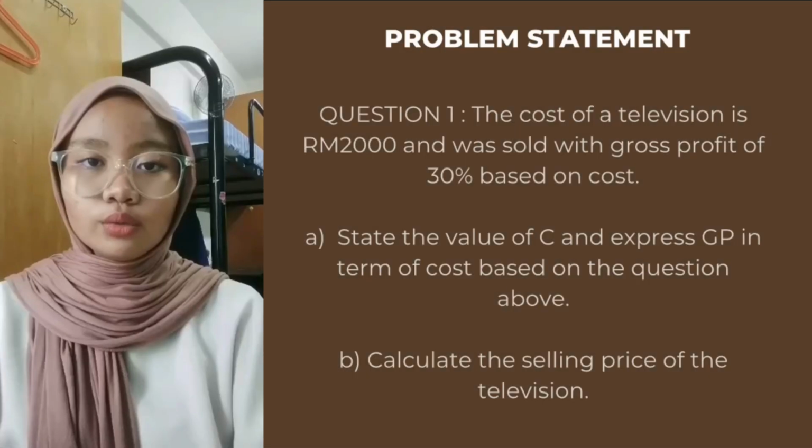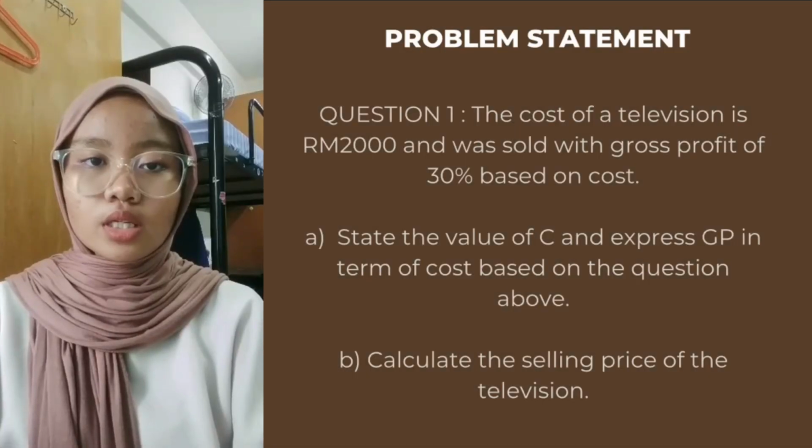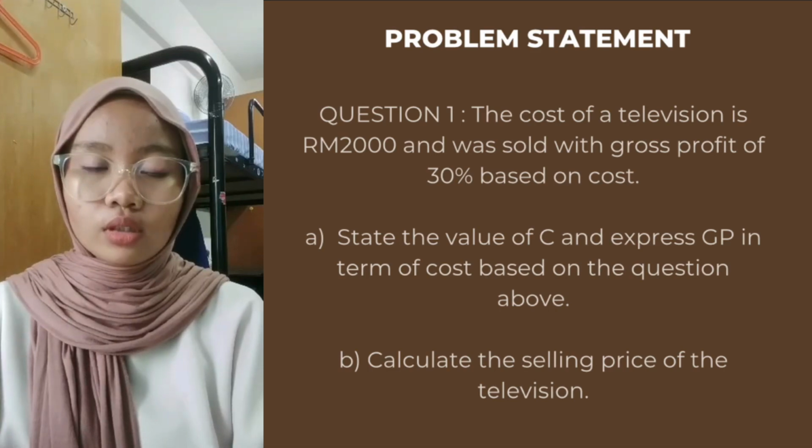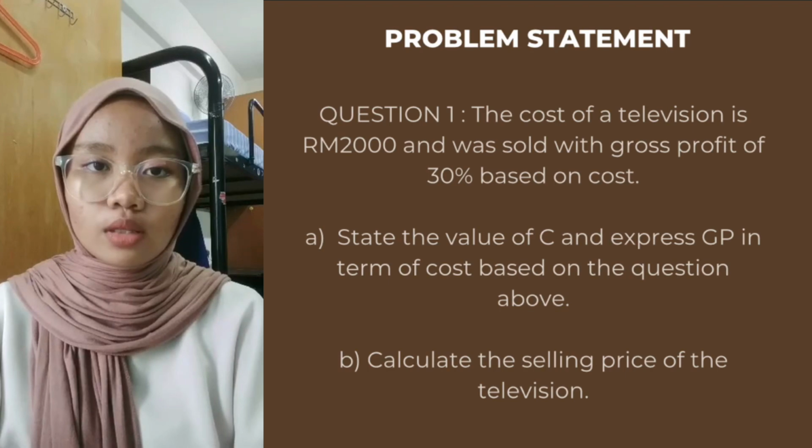Question 2. The problem statement is the cost of a television is RM2000 and was sold with a gross profit of 30% based on cost. A. State the value of C and express GP in terms of cost based on the equation above. B. Calculate the selling price of the television.